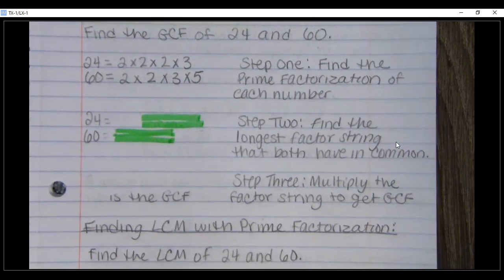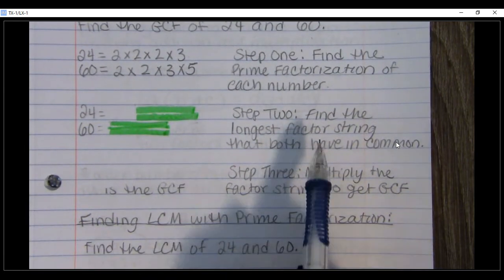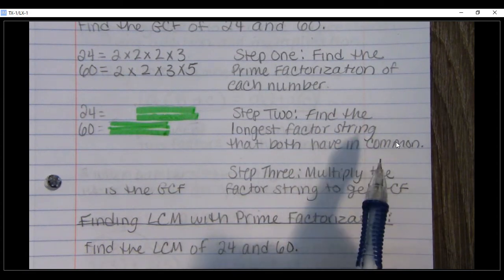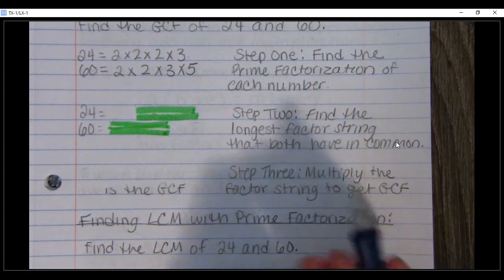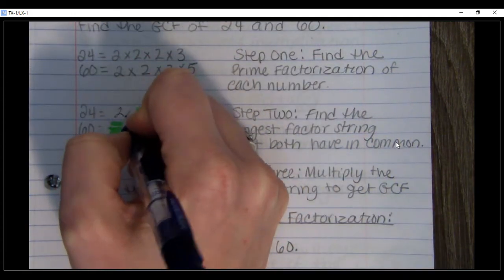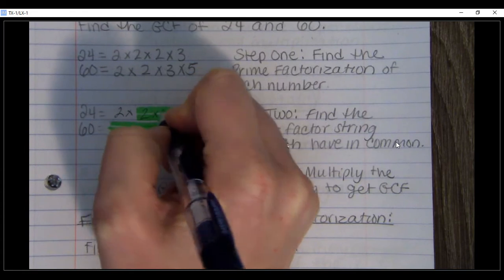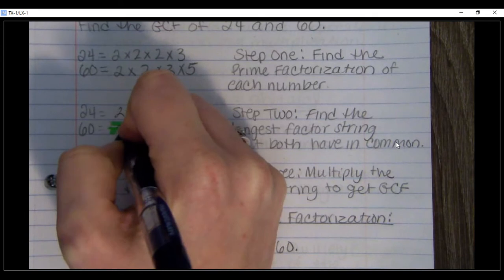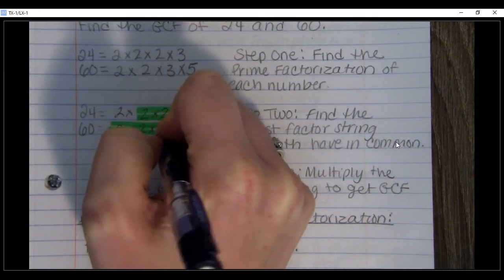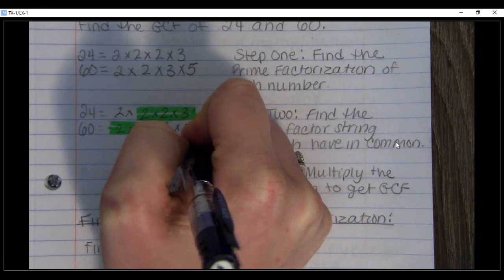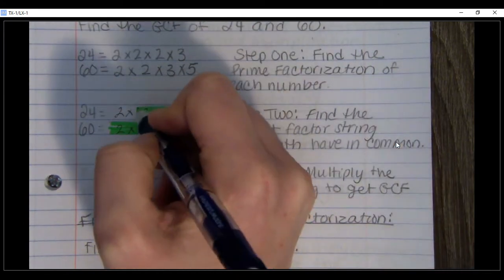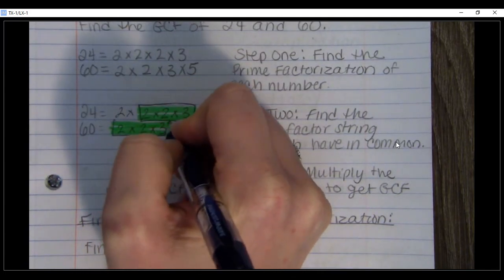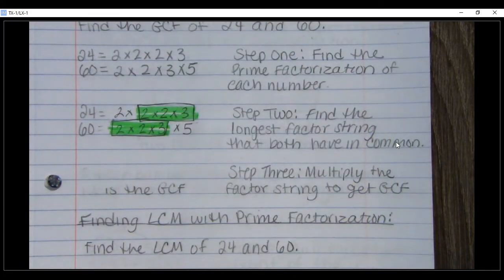Now is when we're moving on to something that's brand new. Step 2, find the longest factor string that they both have in common. Okay, well, I see that for 24, it was 2 times 2 times 2 times 3. Then for 60, it was 2 times 2 times 3 times 5. Well, hey, look at that. Both of them have the numbers 2 times 2 times 3 in both sets.